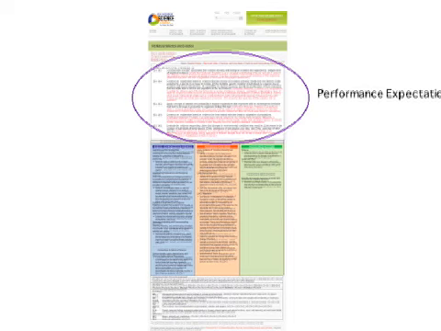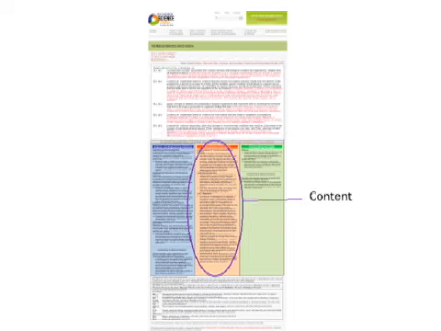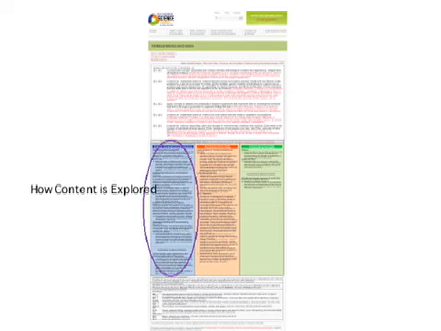Then below that, in the orange section, is the part teachers are usually most comfortable with. That's the content, the disciplinary core ideas. Now, the thing about NGSS, it's not just about what students should know, but how they should go about learning those ideas. And that's where we go to the section in blue, the science and engineering practices. This is how that content is explored, what kids are going to do with that content.